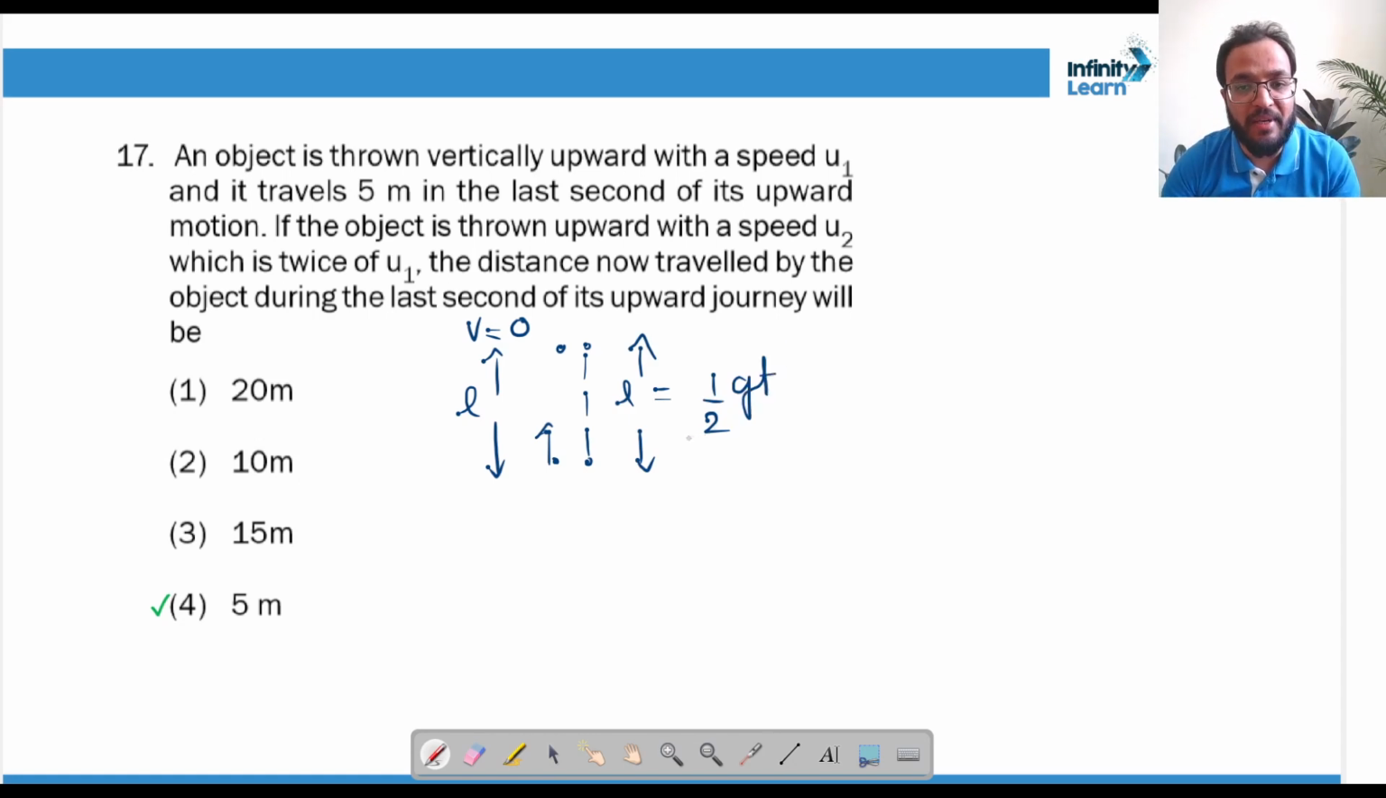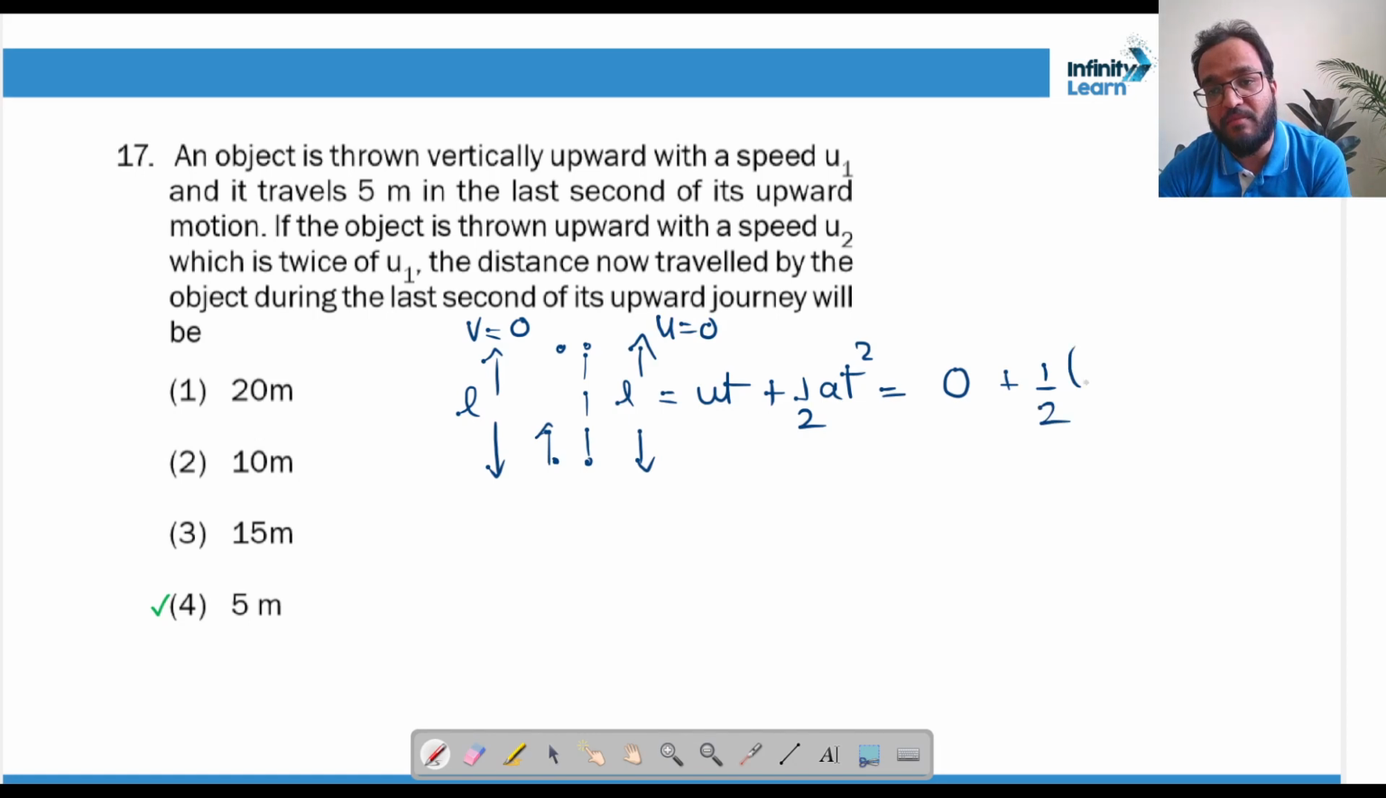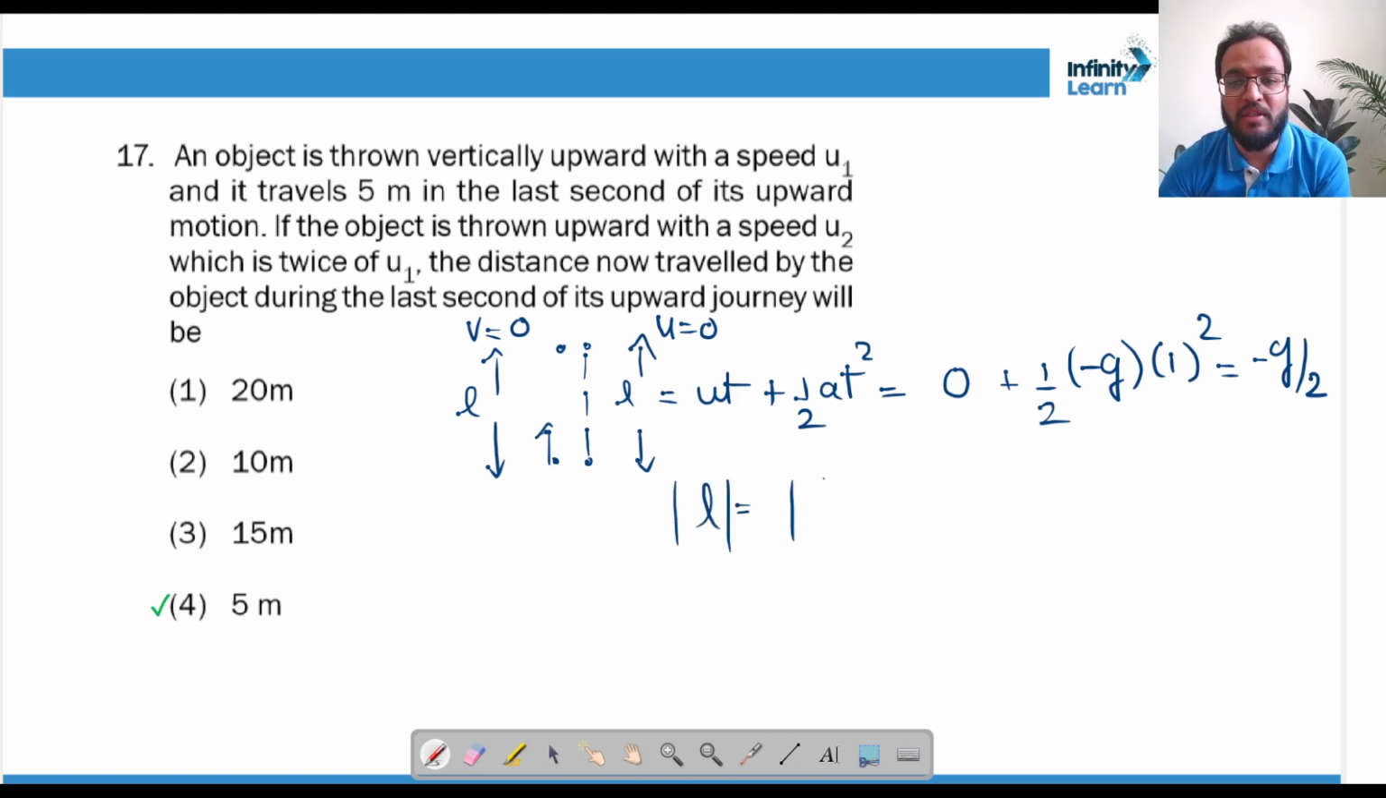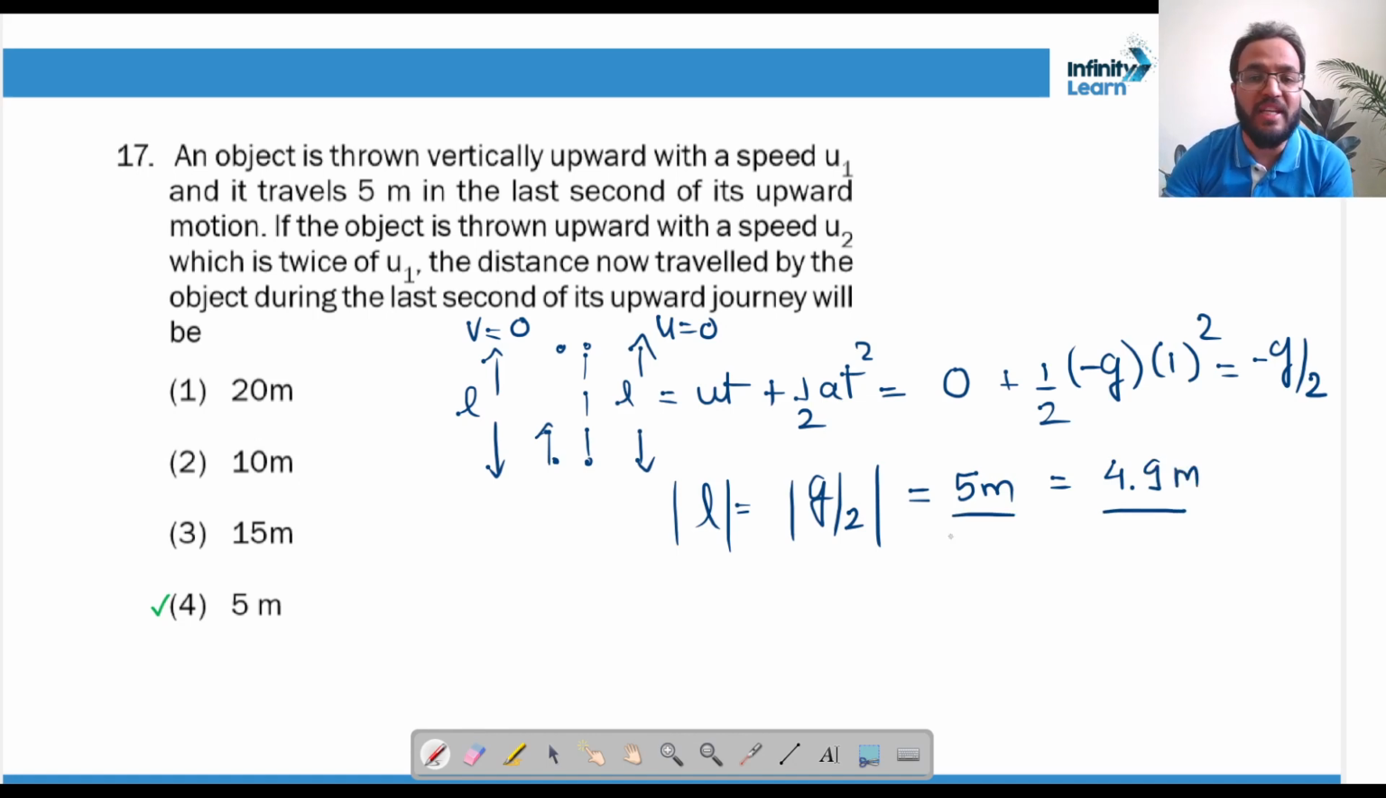Why? Because when it is coming down from the topmost point, the distance it travels in the last 1 second is equal to the distance it travels in the very first second when it is dropped from the height. From any height when you drop it, you will say ut plus half at square. Now u is 0 because you are dropping it from the topmost point, plus half into minus g into 1 square. So the answer is minus g by 2. So the length L, magnitude wise, is g by 2. Now if you take g as 10, then the answer is 5 meter. And if you take g as 9.8, then the answer is 4.9 meter. Anyways, in this they have already given it as 5 meter.